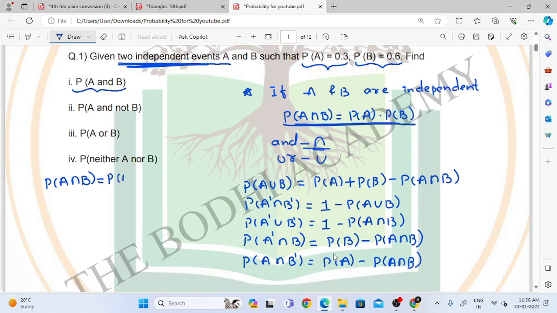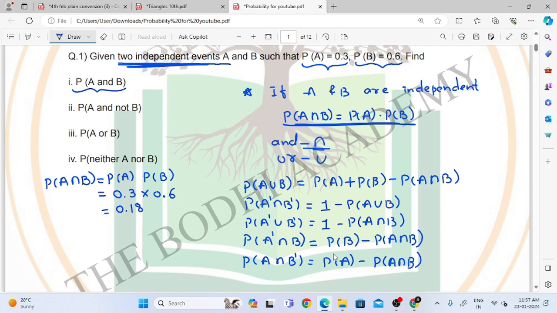So P of A into P of B. P of A is nothing but 0.3 into P of B is nothing but 0.6. So multiply 3 6 are 18. So the answer is 0.18. So this is the answer of the first question.